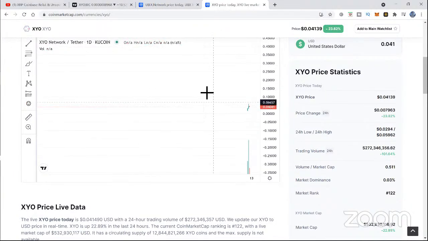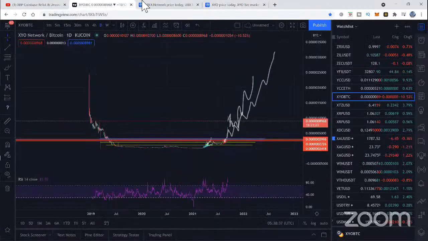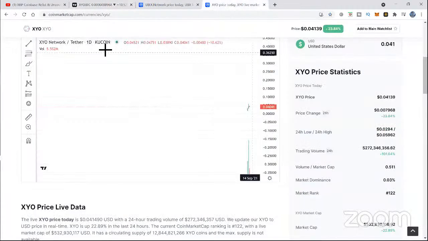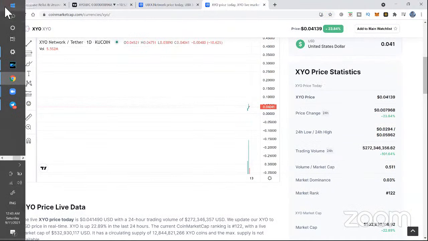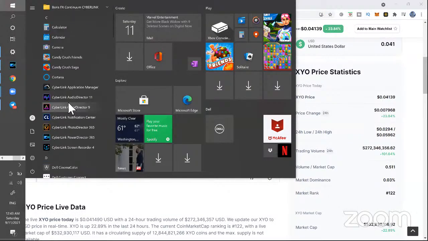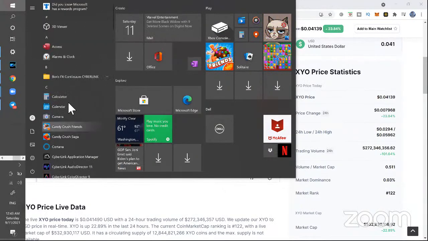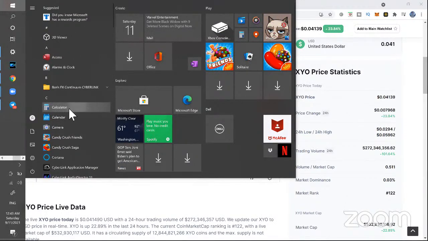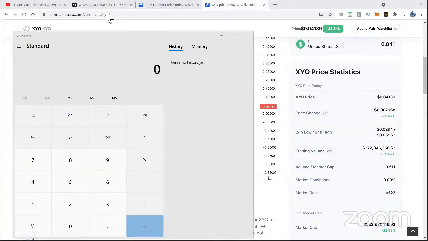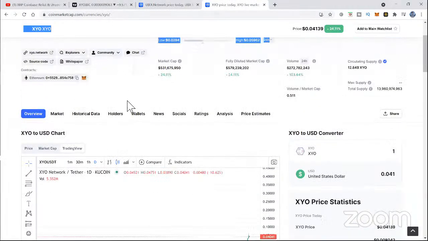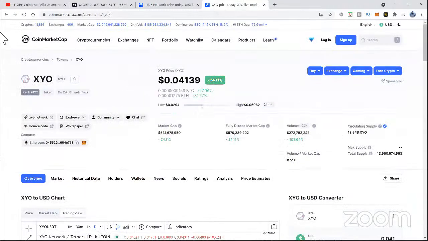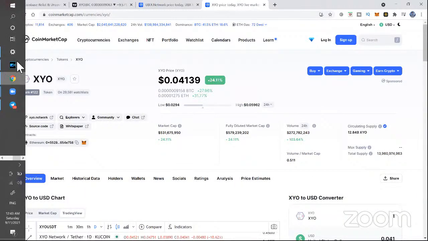I think this is going to be very exciting to see. So if you got some XYO at the price that it's at now, let's do some math and see how much we would be making in this investment if you were to go in at around this price action.